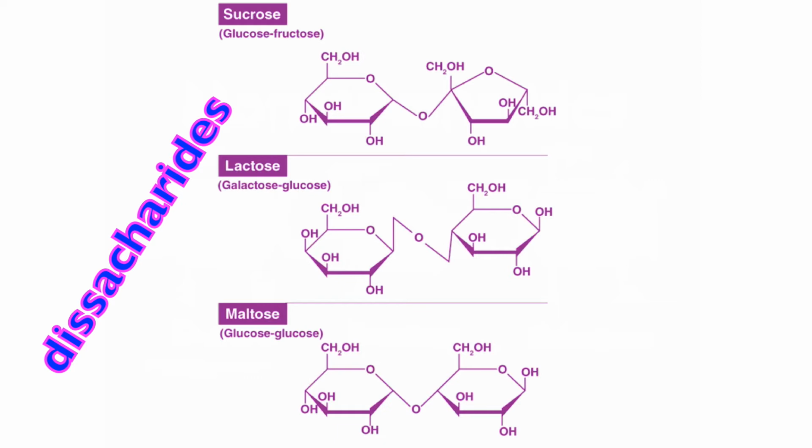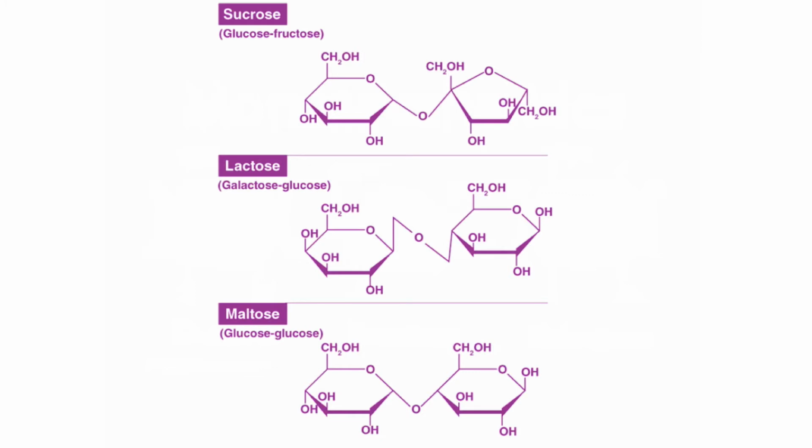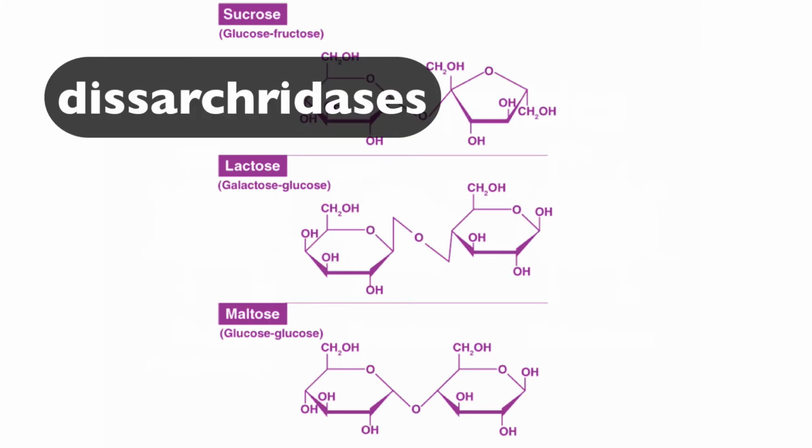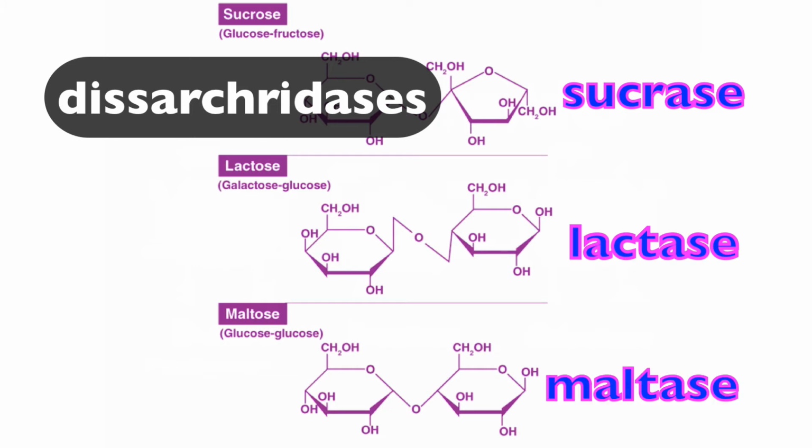Disaccharides need to be broken down enzymatically before they can be absorbed. That is to say, they are broken down enzymatically into their monosaccharides: glucose, fructose, or galactose. And the enzymes that break down disaccharides are known as disaccharidases. The disaccharidase for sucrose is sucrase. The disaccharidase for lactose is lactase, and for maltose, it is maltase. So those are the enzymes that break down these particular disaccharides.